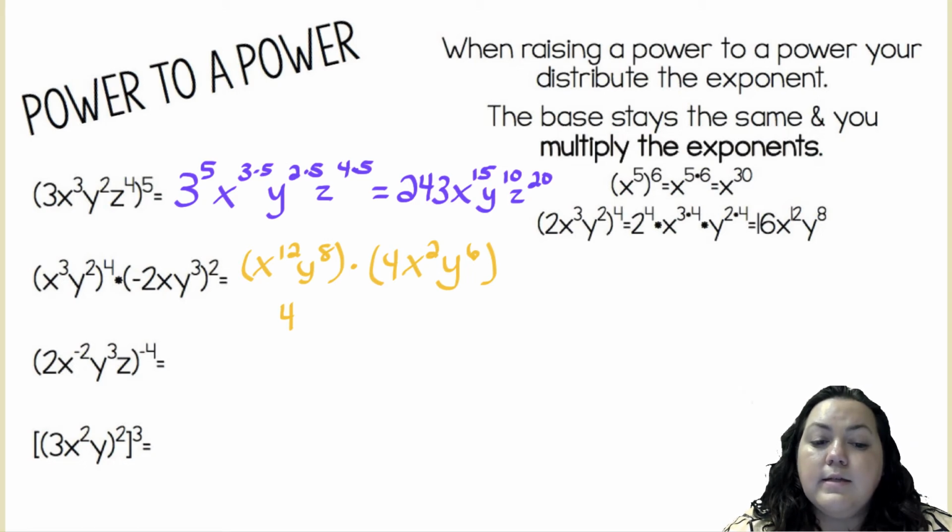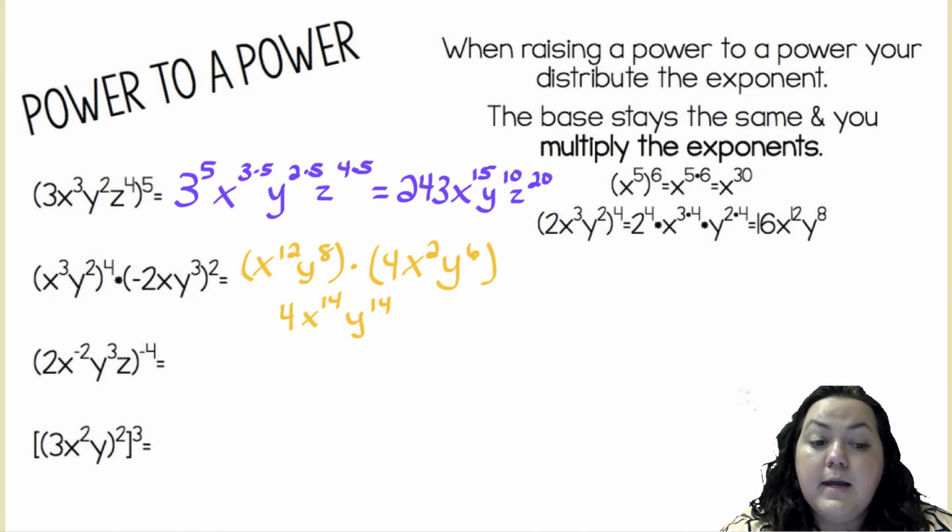Now I would multiply these, so I'd have 4. And then x, when I'm multiplying, I add the exponents. So x to the 12 plus 2 would give me 14. And then y to the 8th times y to the 6th, I would add them. 8 plus 6 would give me 14. So I have 4x to the 14th, y to the 14th.